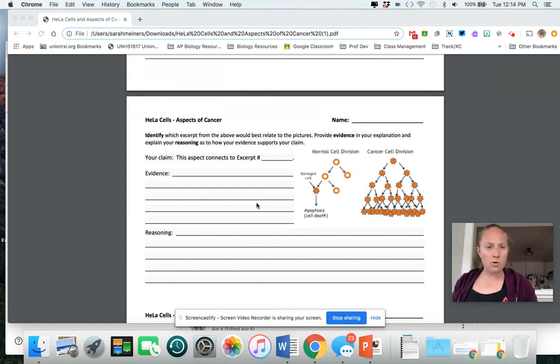So number 1, this first one, and you'll see all these diagrams that we're going to talk about we've seen before. So we're just matching them to the HeLa cell aspects today. This one connects to excerpt number 3. So cells avoiding apoptosis in cancer cells, you have those mutations building up, and they're not being sent to apoptosis like it shows for normal cell division. They're being sent to apoptosis. Cancer cells are not going to apoptosis once they're damaged. They just keep replicating and replicating. So that would best fit with excerpt number 3.